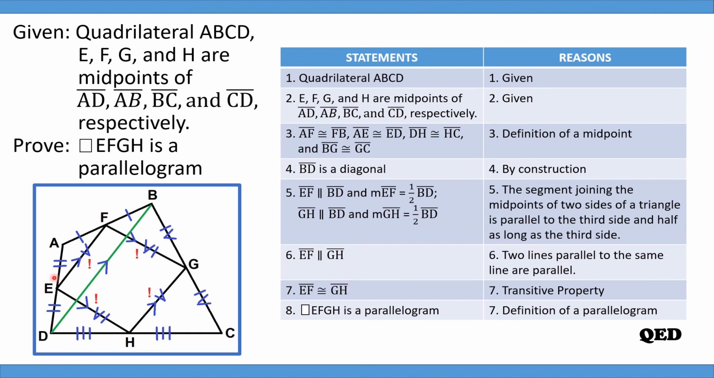Statement 6, line segment EF is now parallel to line segment GH because two lines parallel to the same line are parallel. Statement 7, line segment EF is congruent to line segment GH by transitive property because of that. And finally, we have the conclusion. The quadrilateral EFGH is a parallelogram by the definition of a parallelogram. So we have now proved that the geometrical statement is true. QED.